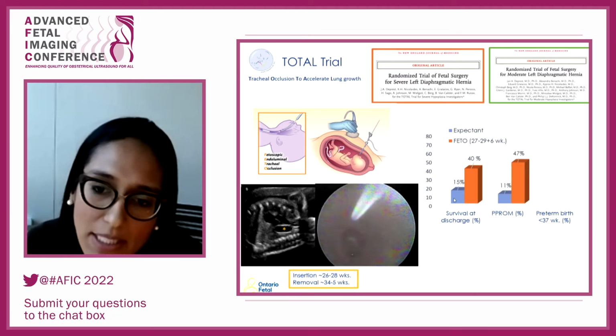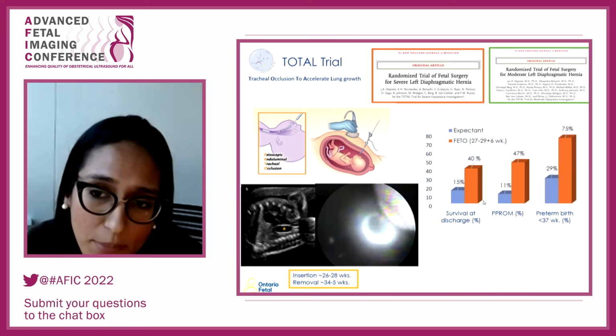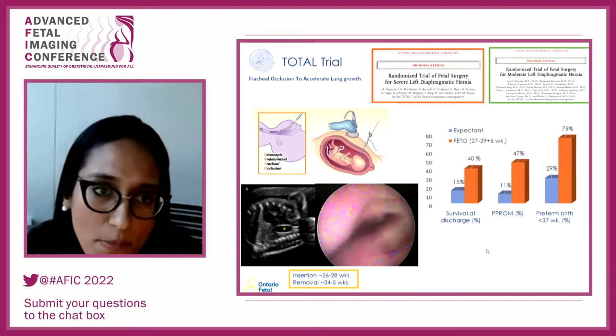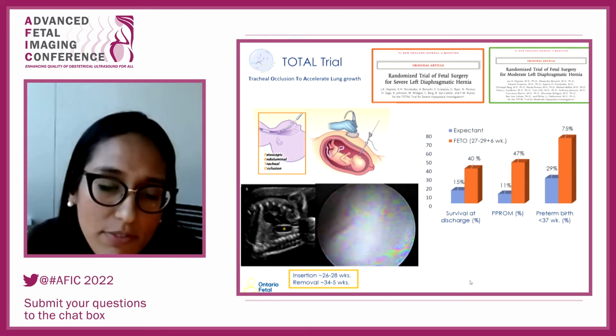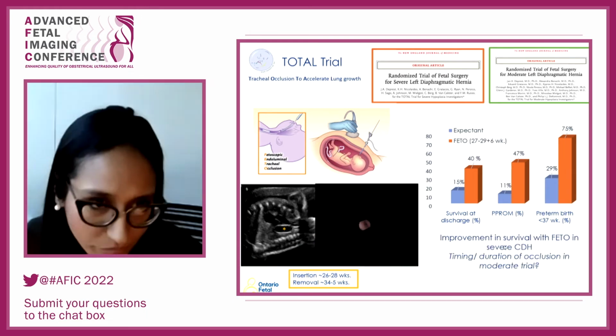It does come with an increased risk of preterm labor and preterm rupture of membranes, but still a significant improvement in survival. So again, it's really important to identify the most severe forms of this condition so we can offer fetal intervention for families who are wanting this type of treatment.